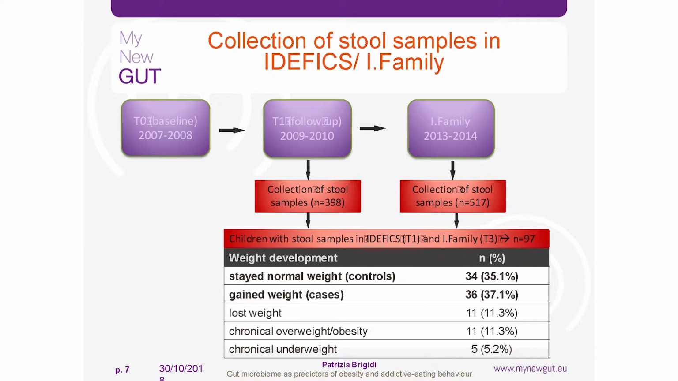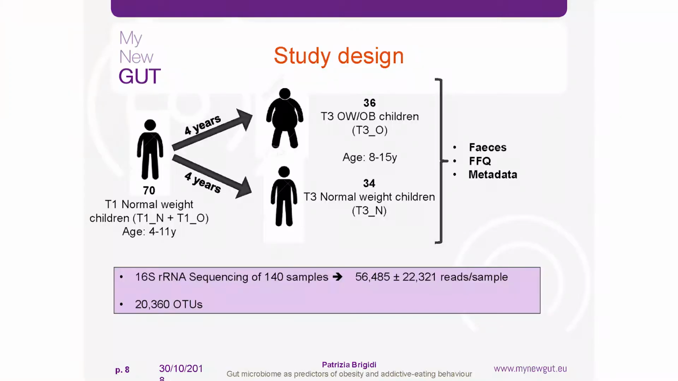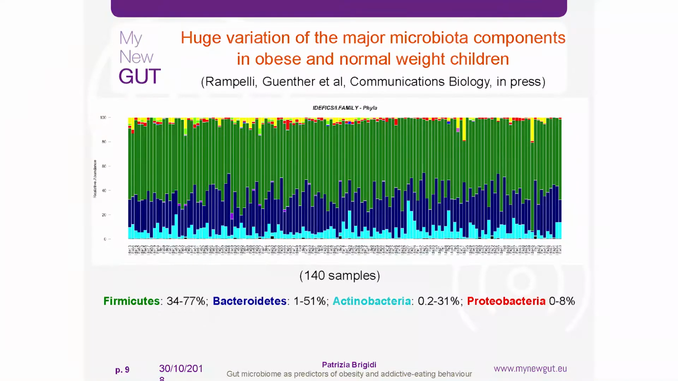When we analyzed the data set, we could see that only 97 children had fecal samples collected at both time points. For us, the more interesting subjects were these 70 normal weight children, because after 4 years, 36 were obese and 34 remained normal weight. Of course, for all these children, several metadata related to anthropometric measures, lifestyle, and also inflammatory profile, as well as other health parameters, were collected and used later for the analysis.